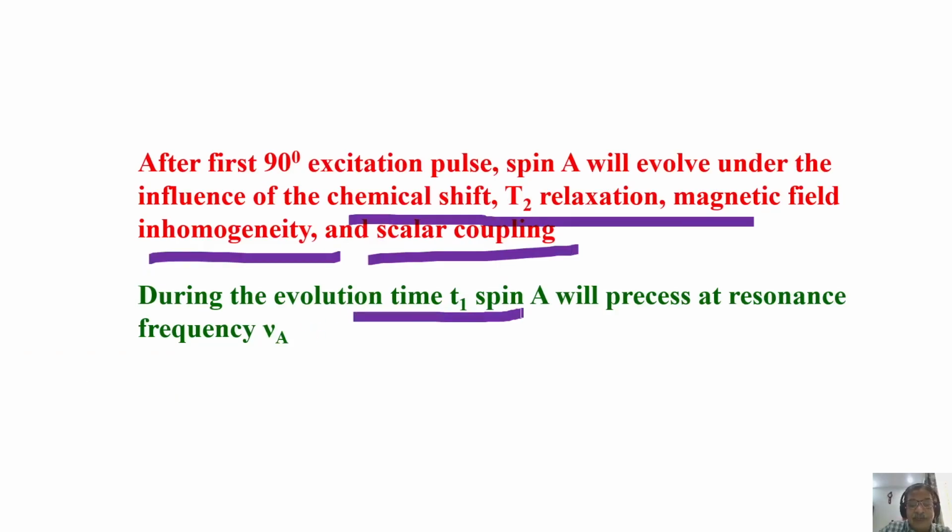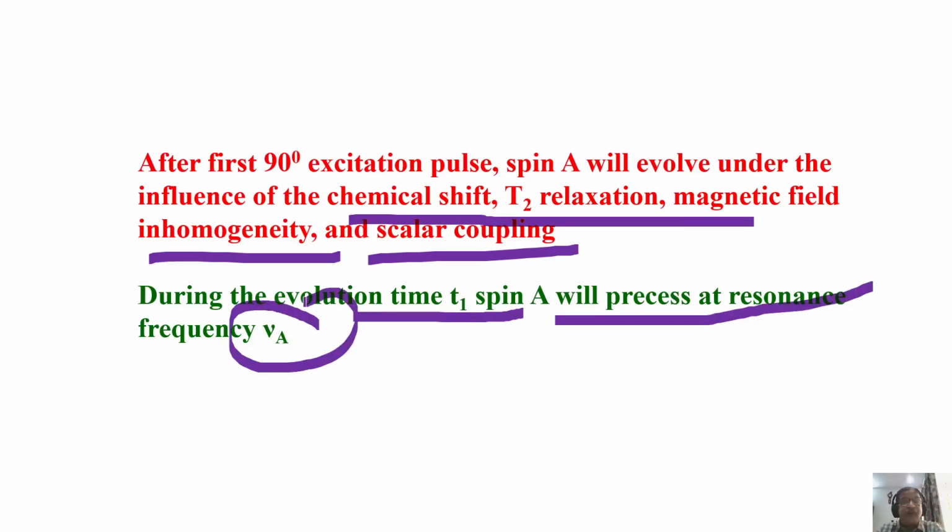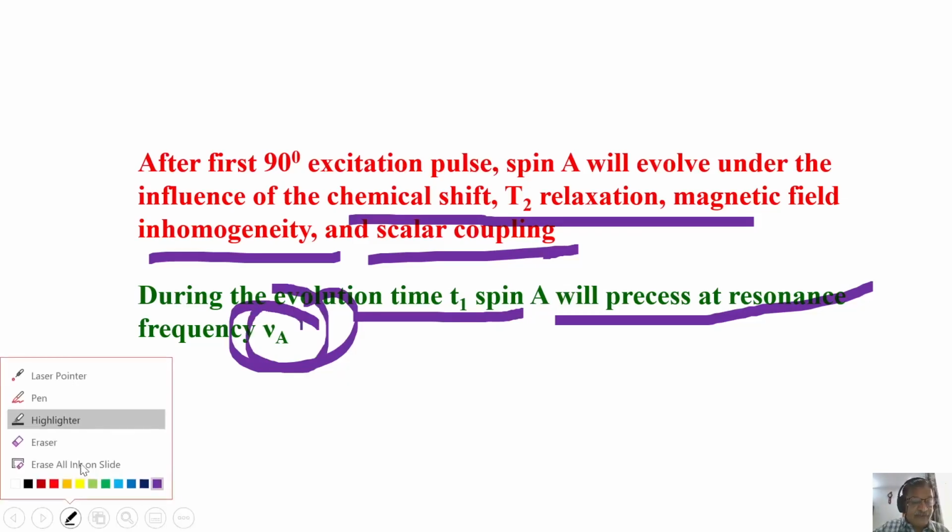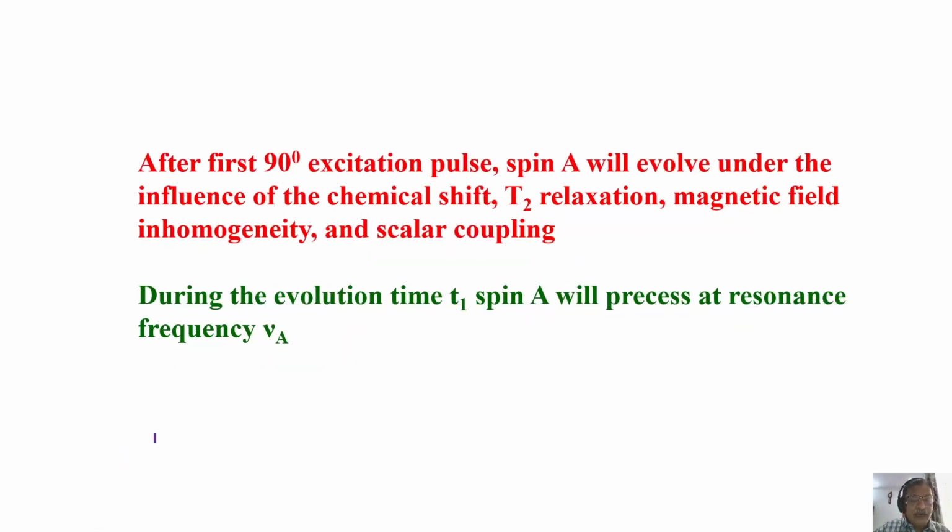During the evolution time T1, spin A will be precessing at the resonance frequency of nu A. Because remember, chemical shifts nu A and nu X are different. So nu A has its own resonating or precessional frequency. Nu X has its own precessional frequency. They are different. But since I am taking only A and X as the two spins, the A spin will precess at what I denote as nu A. The precessional frequency of A is nu A in the T1 period.